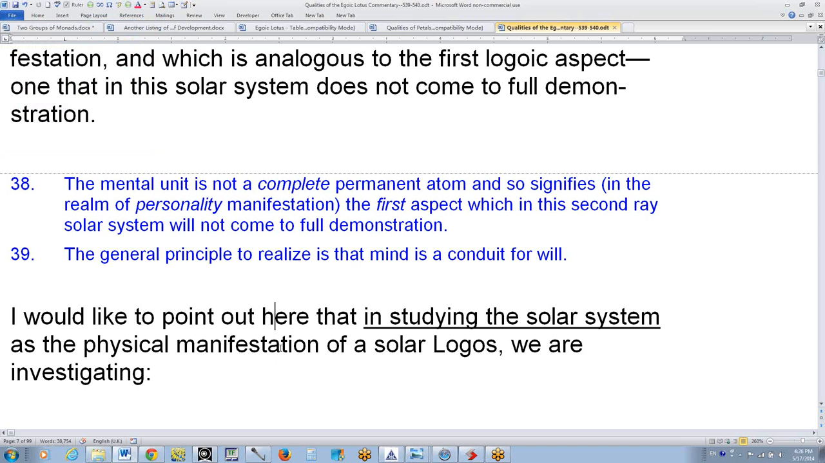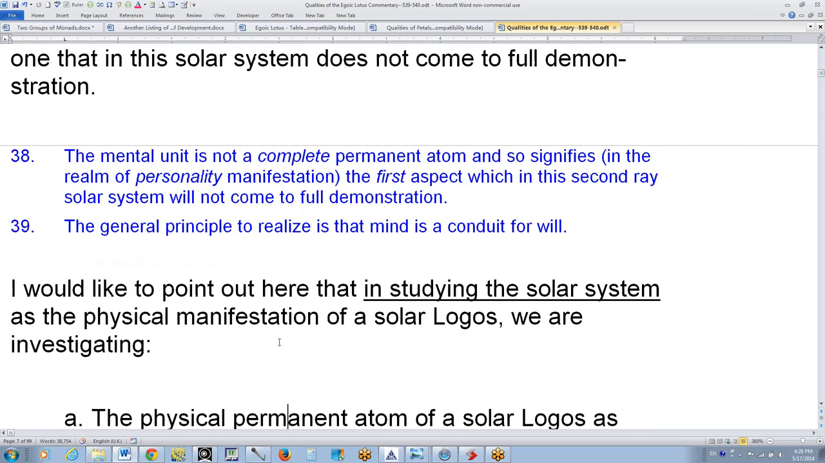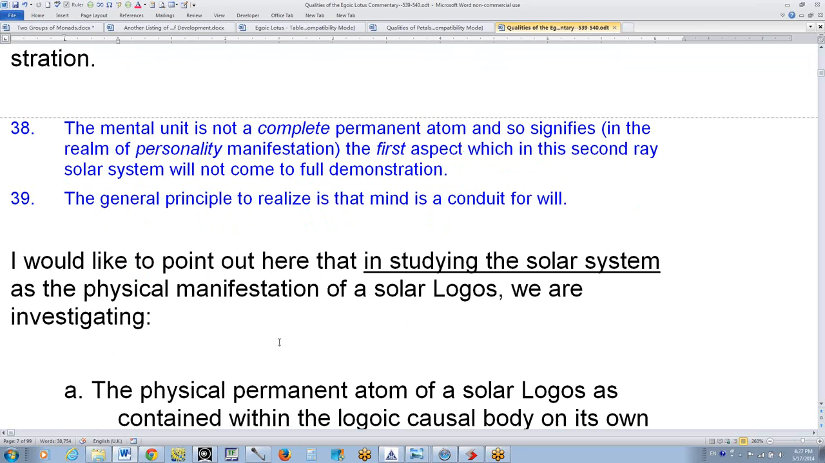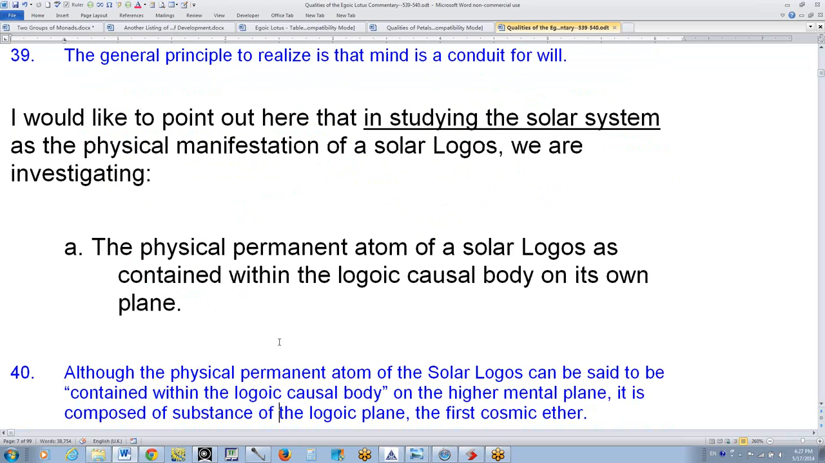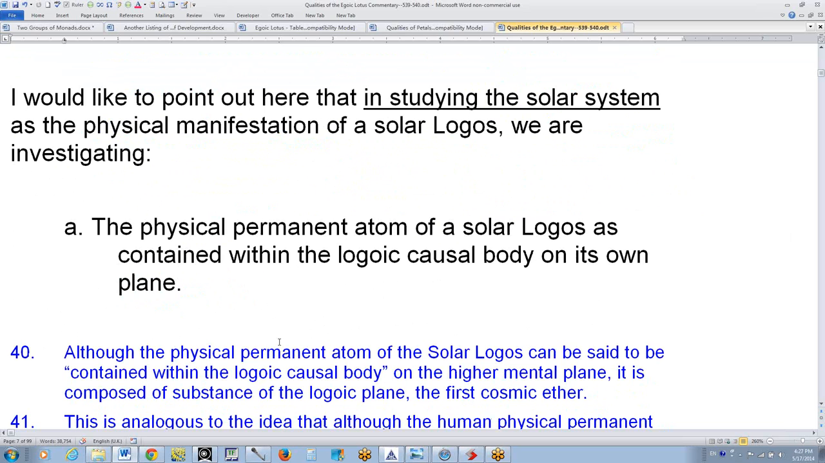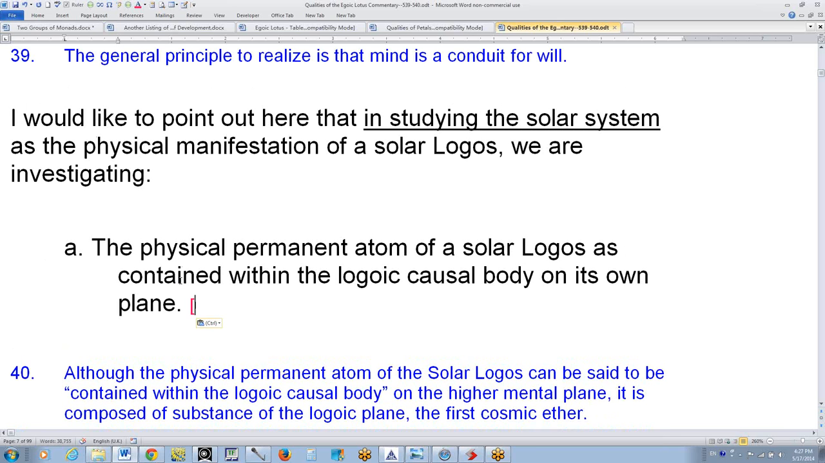So when we study this, he says, studying the solar system as the physical manifestation of a solar logos, we are investigating the physical permanent atom of a solar logos as contained within the logoic causal body on its own plane, which is the higher cosmic mental plane.